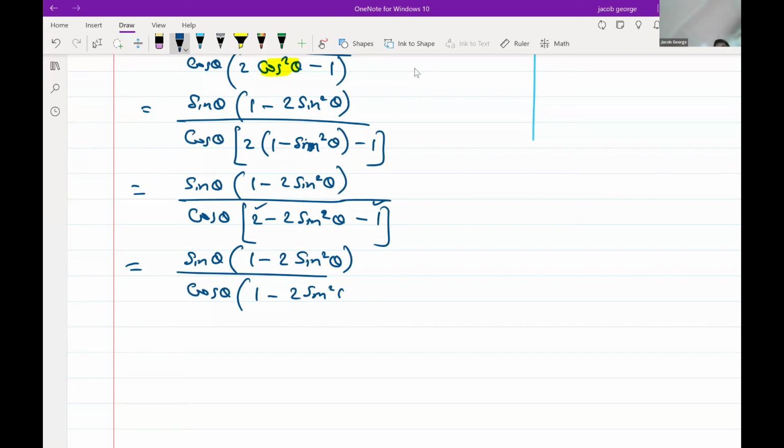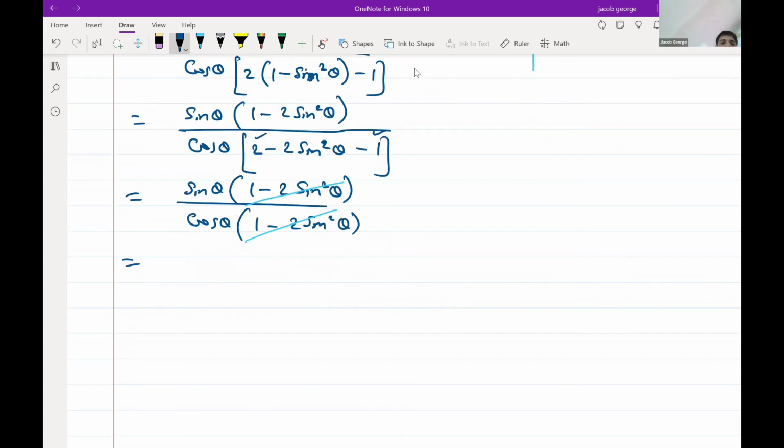What can you do in this step? Yes, we can cancel out these two, 1 minus 2 sin square theta. Then what is remaining here? Sin theta by cos theta is remaining. What is sin theta by cos theta? It is tan theta, hence it is proved. This is the complete calculation. Is that clear, children?